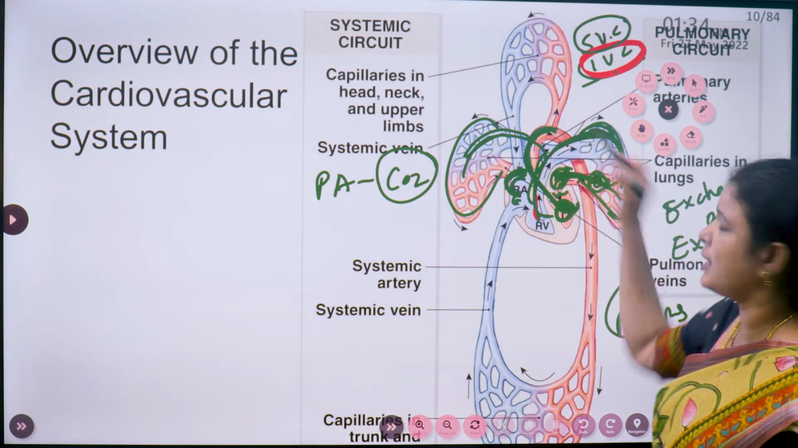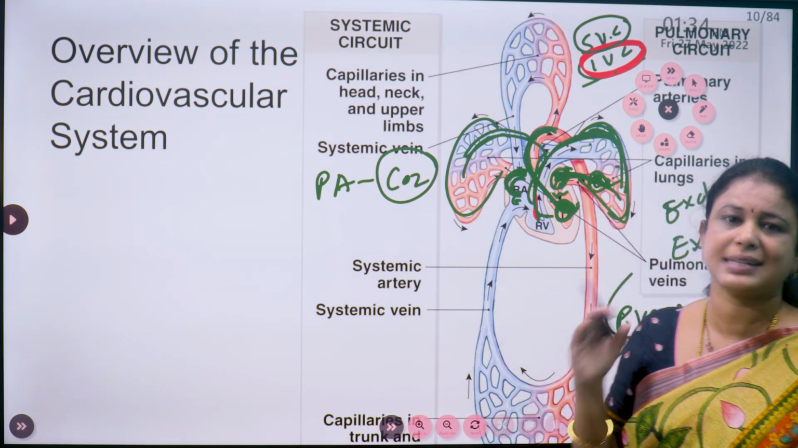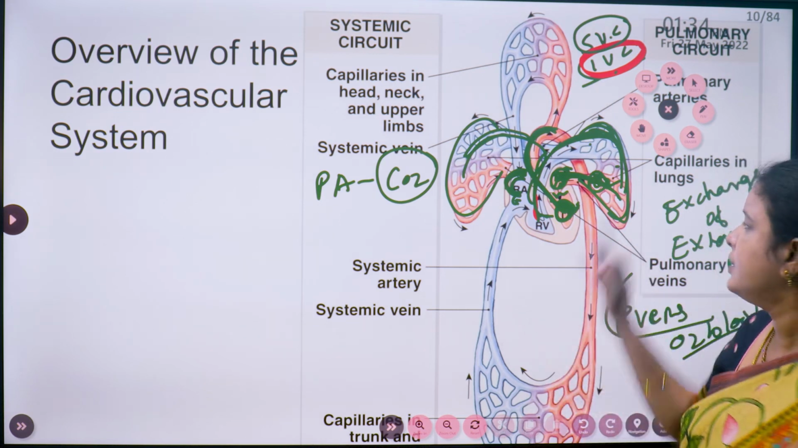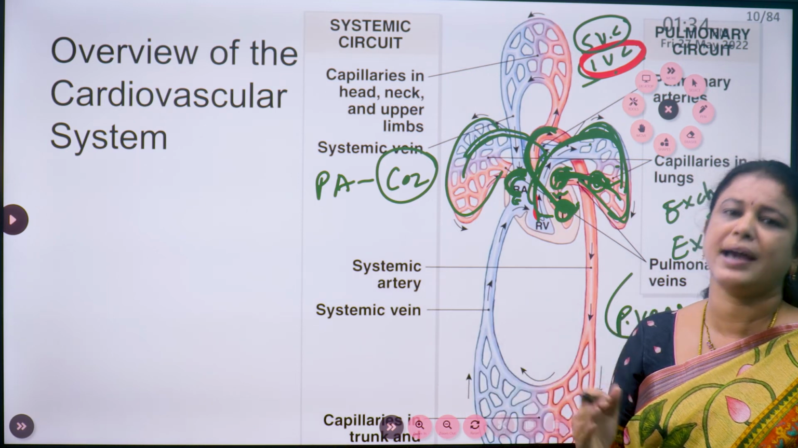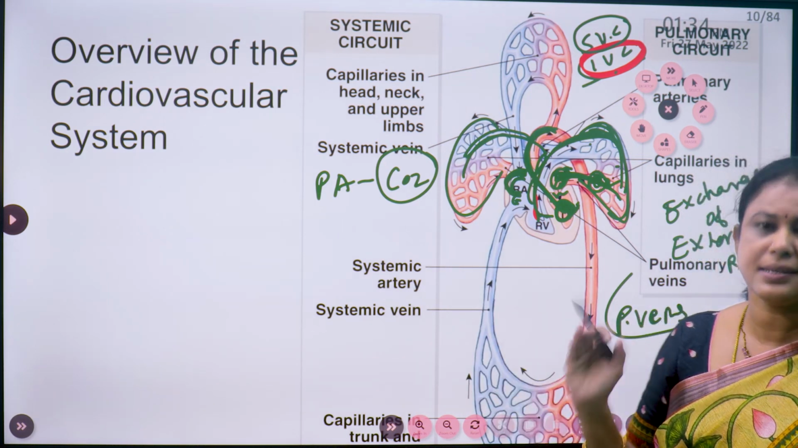So how the aorta pumps the blood to the parts of the body is called systemic circulation. How the blood goes from the heart to the lungs and how it gets back to the heart is called pulmonary circulation.